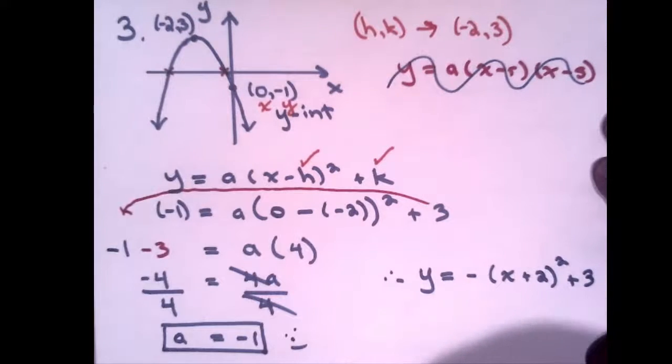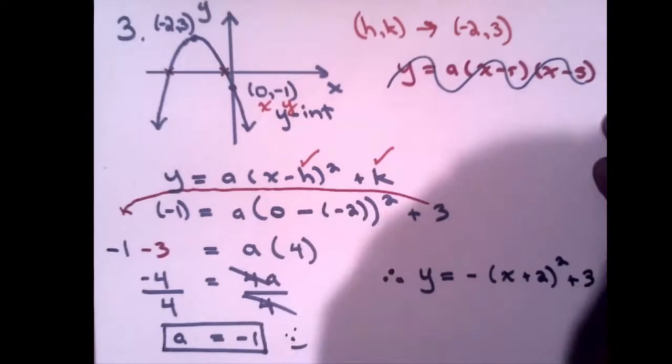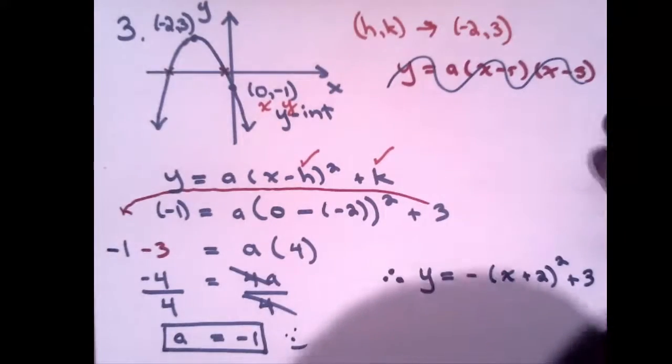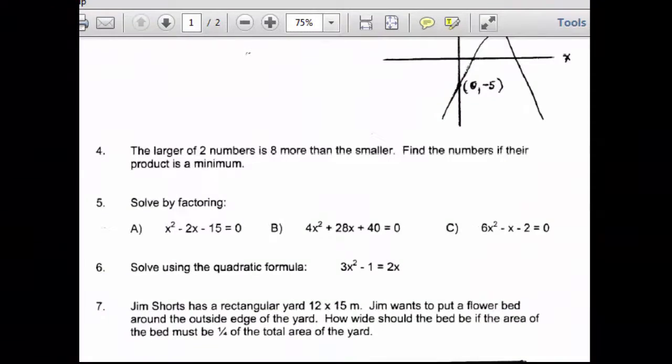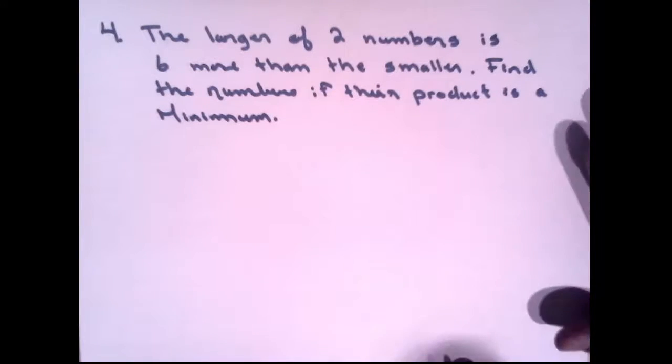We have to do one of these on our unit test, and there's even one of these on our tips. This is from unit 5. Number 4, the larger of two numbers is 8 more than the smaller. Okay, you can finish reading it. What I'm going to change is some of the conditions in this question, so let's have a look. Okay, so I've changed this so the larger of two numbers is 6 more than the smaller, and find the numbers if their product is a minimum.